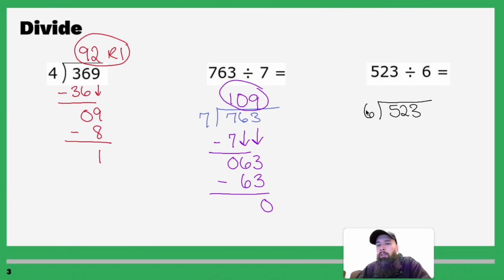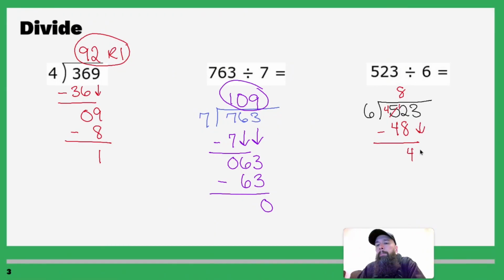6 goes into 5 0 times. So you move to the next number. 6 goes into 52, I would say 8 times. So we'll put the 8 up here. 8 times 6 is 48. So you write out 48. Subtract. 2 minus 8, we've got to carry the 1, so the 5 becomes 4, carry the 1. So 12 minus 8 is 4. 4 minus 4 is 0. So 52 minus 48 is 4.